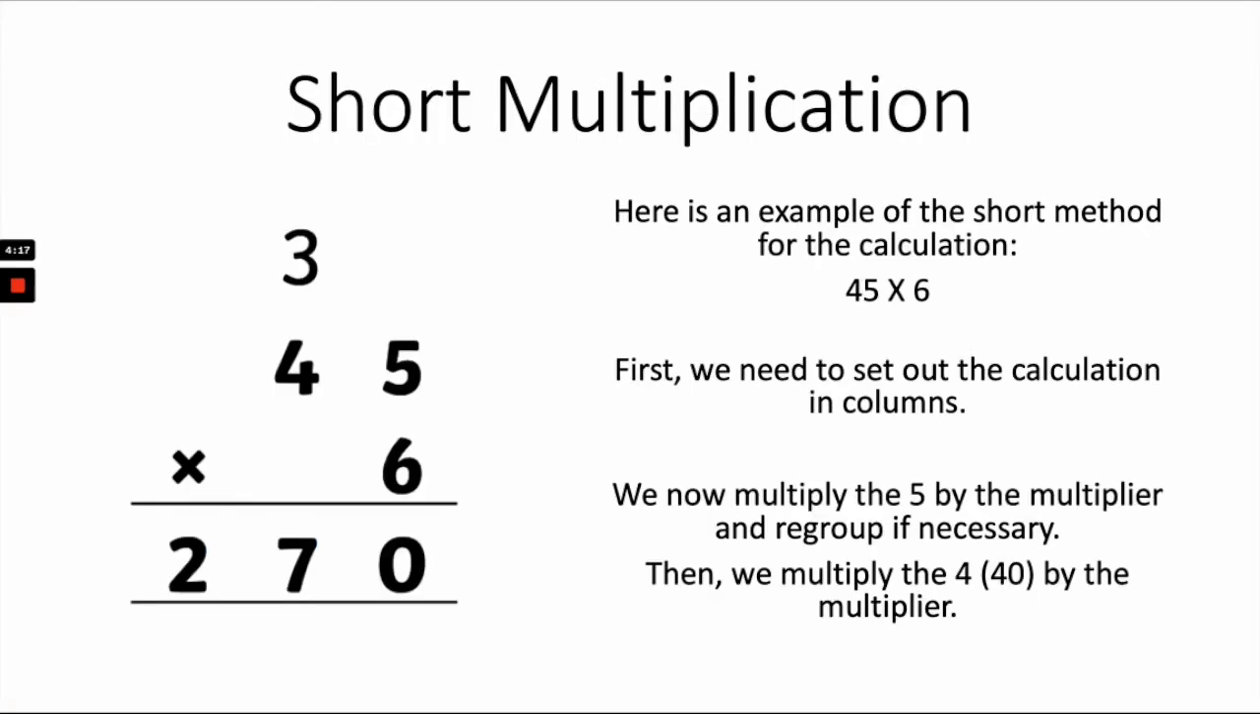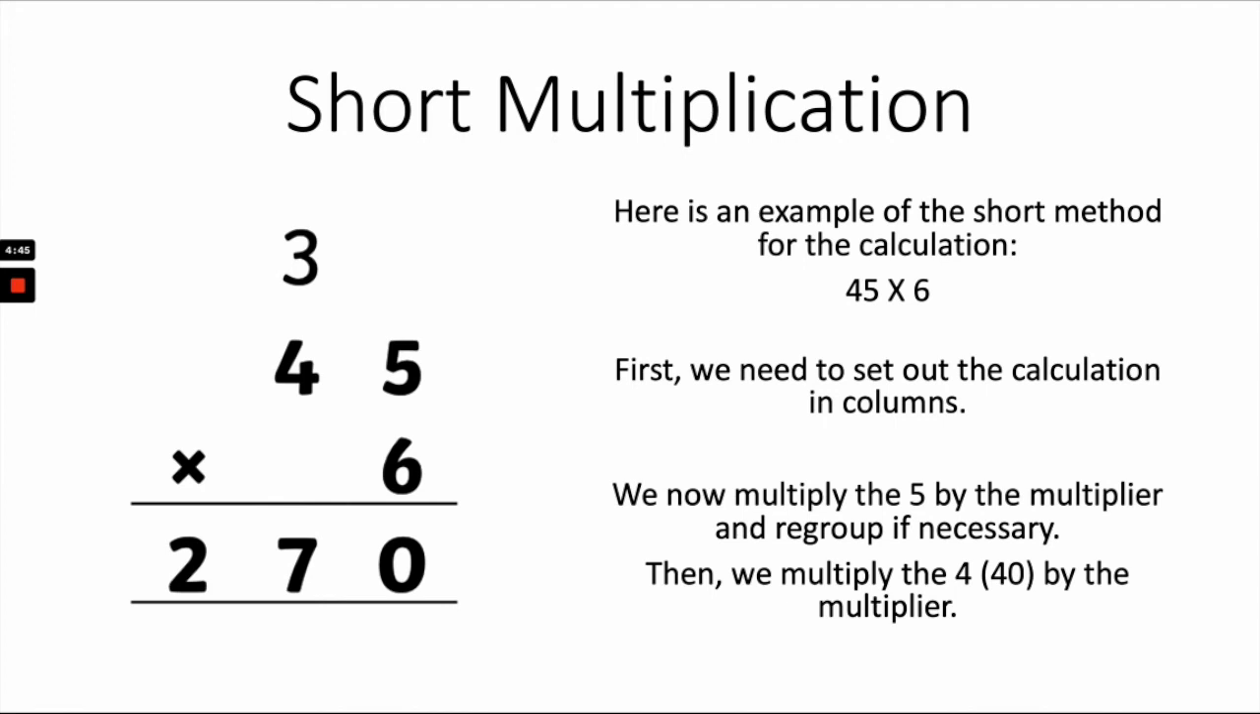So here we've got short multiplication where we set out the calculation using columns. Once we've set out using columns, we need to then start by multiplying each number by the multiplier. So here we have 6 multiplied by 5, which is 30. The 0 in 30 is in the ones column, so that answer 0 will go in the ones column. In 30 there are 3 tens, so we need to regroup and record them over the 4.